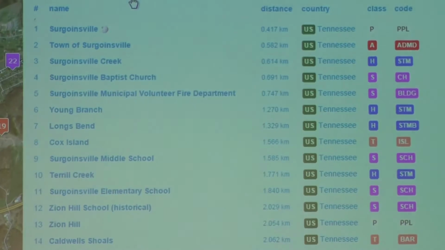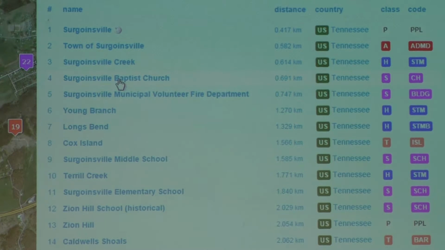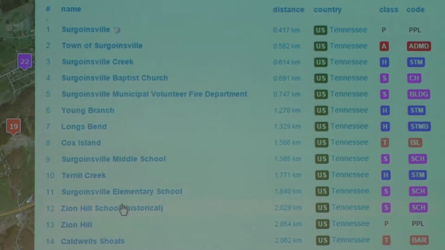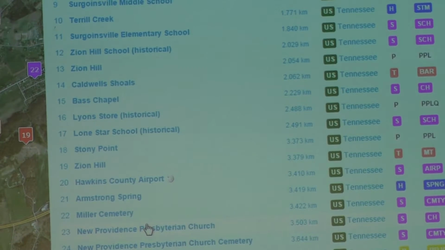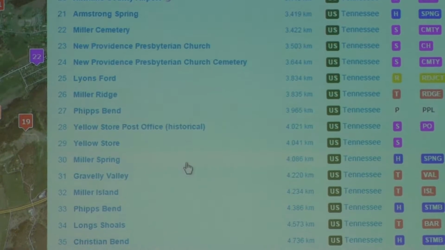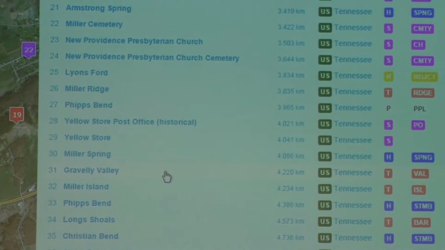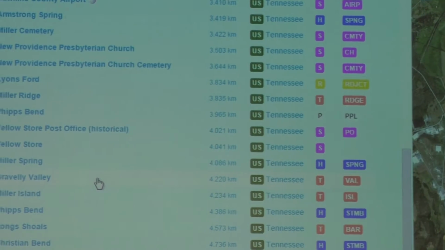In this case now we have 37. So now we have creeks, another Baptist church, we have Zion Hill School Historical. There's a historical school location. We can look for school records, what kind of records they had. Presbyterian Church. Now this brings up a question. Now we've located the fact that there's Baptists and Presbyterians and perhaps some other churches in here.